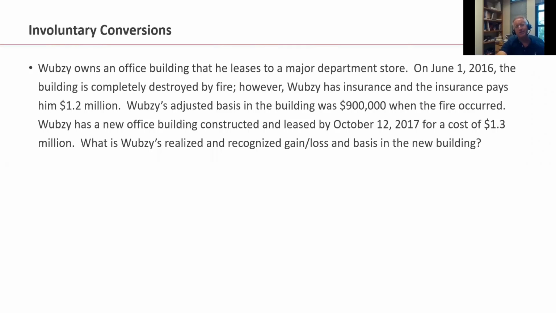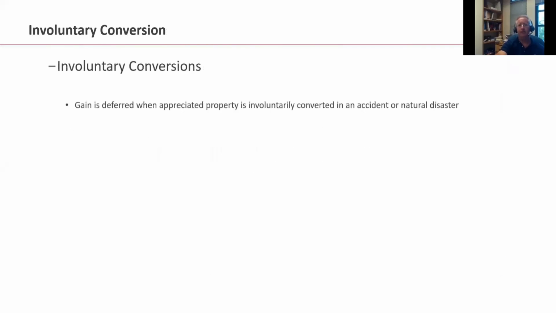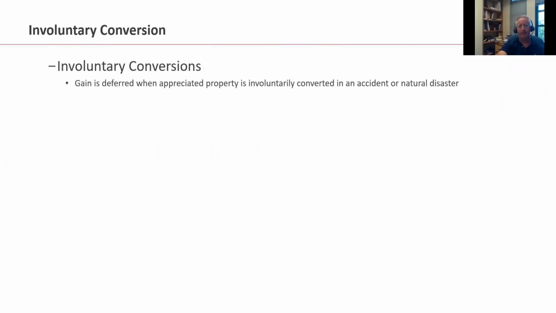Well, the answer is no. It's not like he meant to sell it. There was a fire, it destroyed it. So what we would do is we would treat that as an involuntary conversion. And when you have an involuntary conversion, gain is deferred. Gain only, not losses. Gains are deferred when appreciated property is involuntarily converted in an accident or natural disaster.